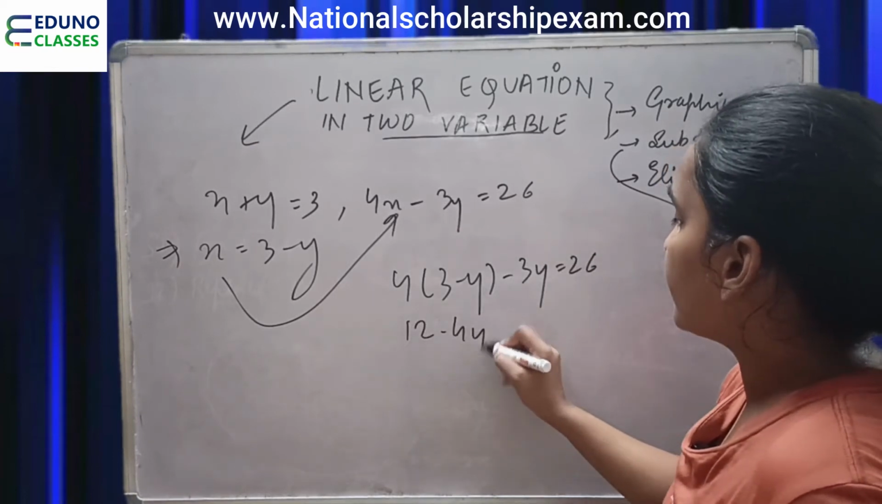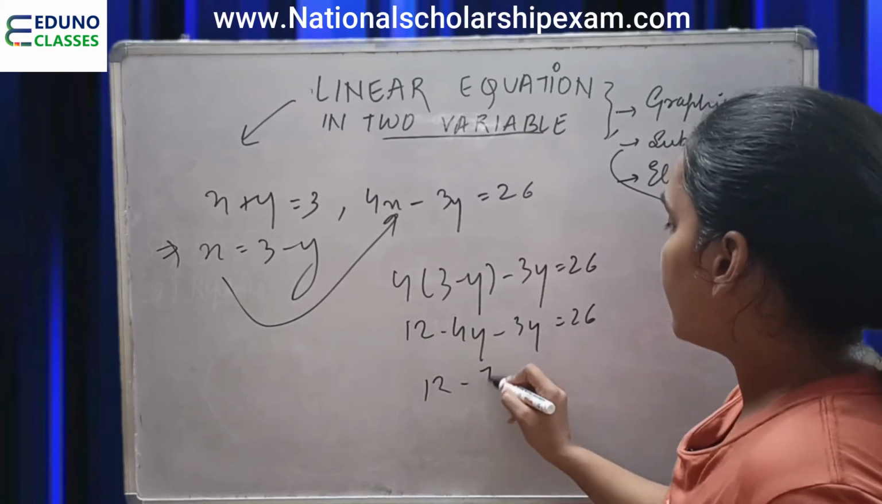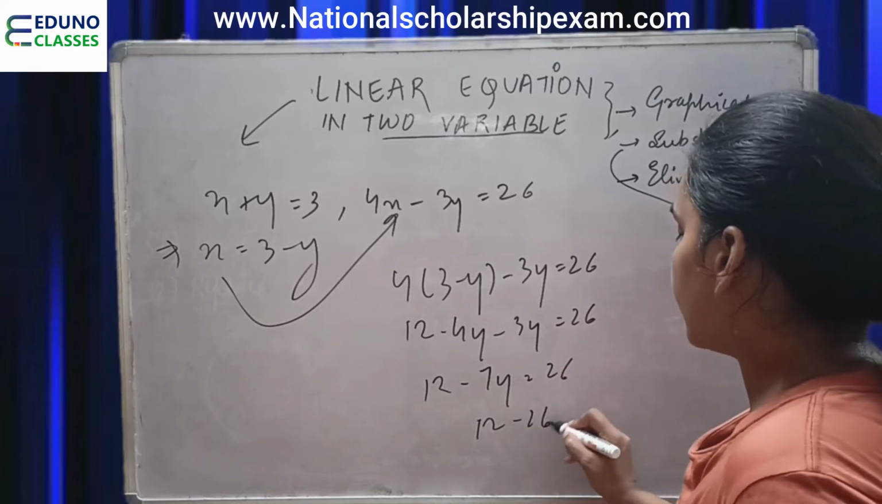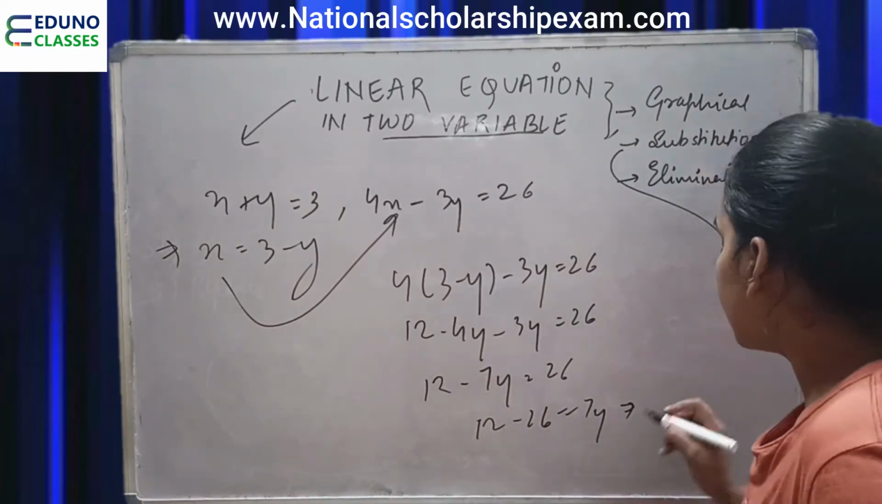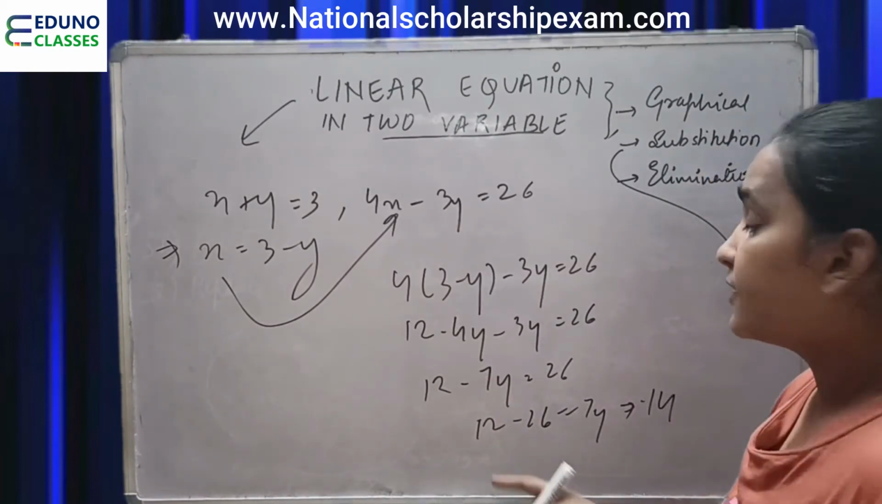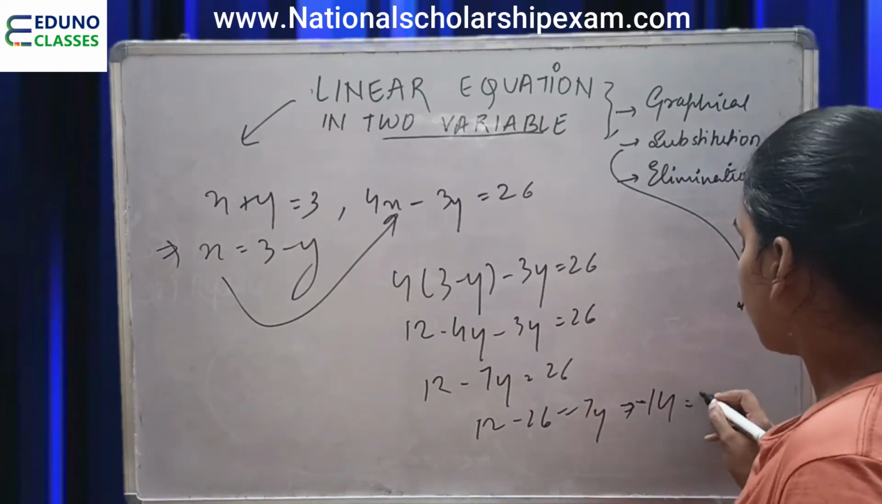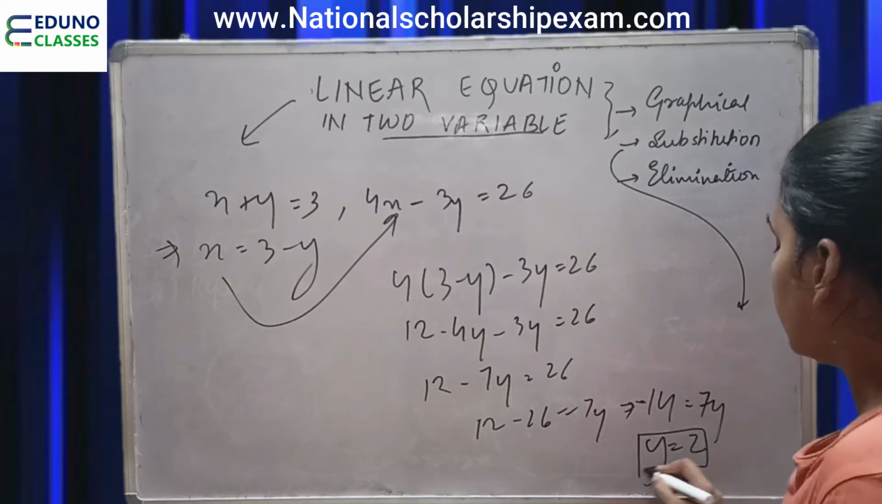12 minus 4y minus 3y is 26. 12 minus 7y is equal to 26. 12 minus 26 is equal to 7y. 12 minus 26 is 14, but the sign is minus because 26 is greater than 12. Minus 14 is equal to 7y. That means y is equal to minus 2.